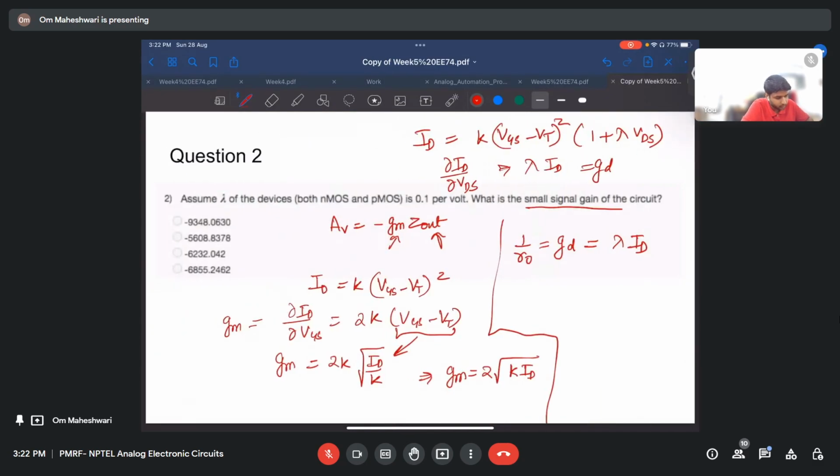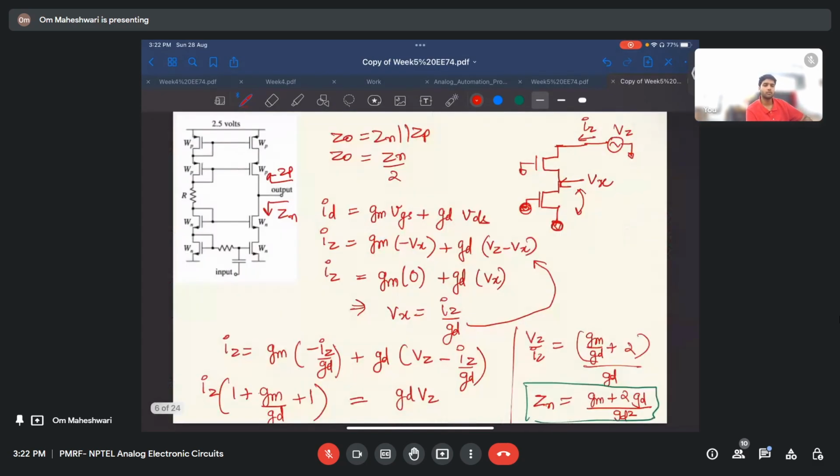One more doubt. How can you take voltage gain equals minus GM times Z out? Simply minus GM.